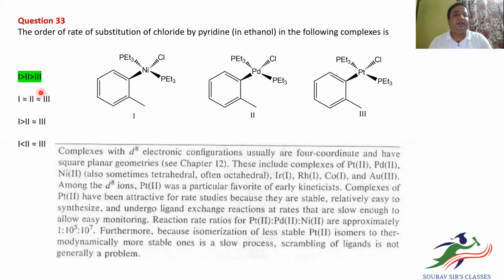Now here it is being said, the rate of substitution of chloride by pyridine in ethanol in the following complexes is... Well, this question is again from Hui. It does talk about the reaction rate ratios of Pt, Pd, and Ni, as I'm highlighting over here, you can see, are approximately 1, 10 to the power 5, 10 to the power 7. That means very fast for nickel, less for palladium, and very slow for platinum. What could be the reason for this?